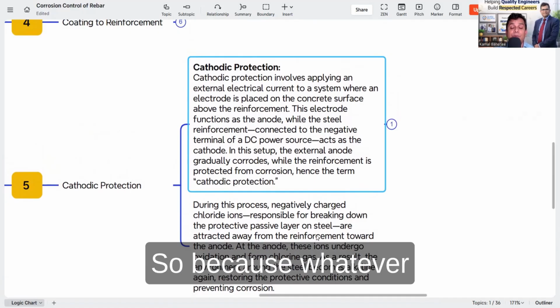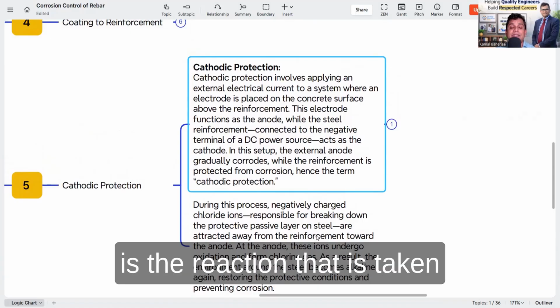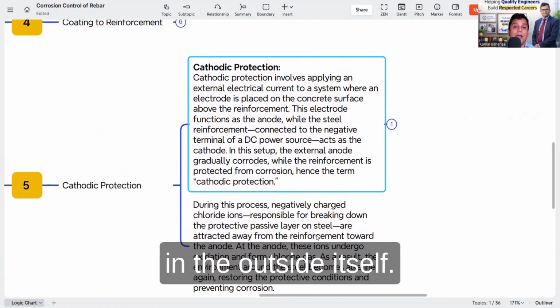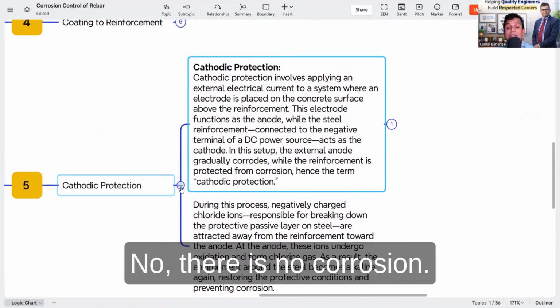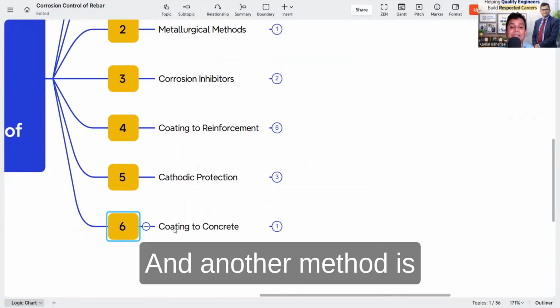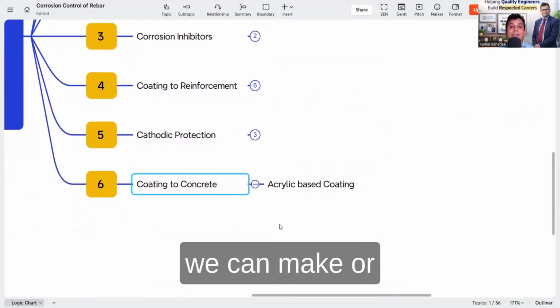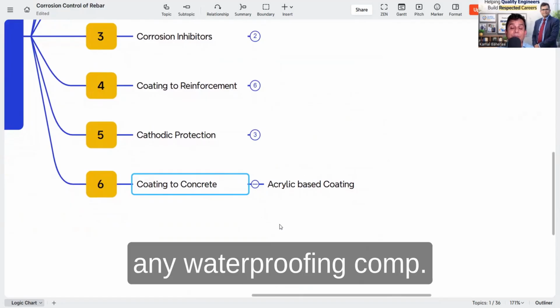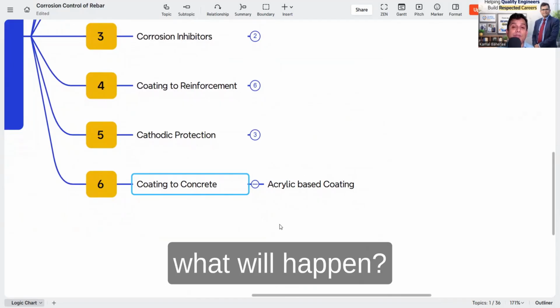Because whatever chloride ion is introduced is taken away, and the reaction takes place outside itself, so that the embedded steel has no corrosion. So this is the cathodic protection. And another method is coating the concrete. So an acrylic based coating we can apply, or any waterproofing for concrete. Because see, if we make our concrete waterproof, what will happen?